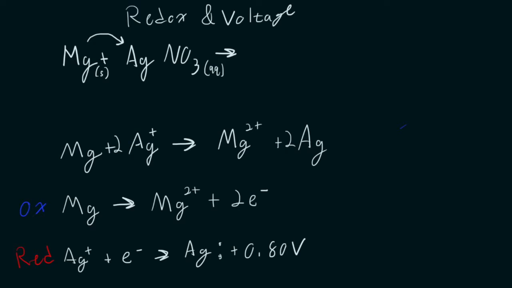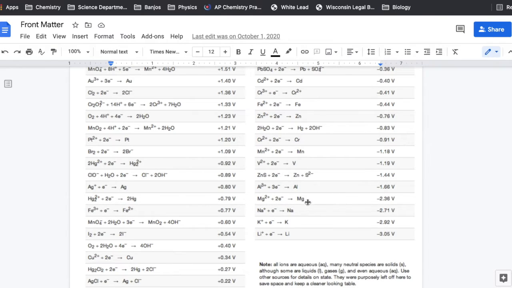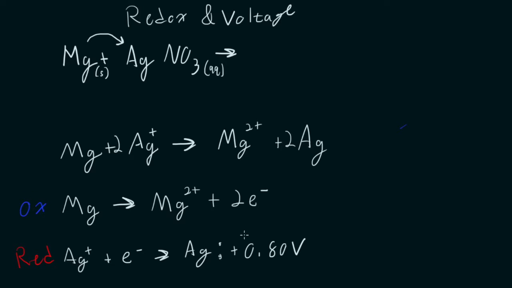And now I just need to find the magnesium. Magnesium is right there, negative 2.36 volts on the reduction side. So when it's oxidized, it's going to be a positive 2.36. So this one's going to be positive 2.36 volts. And so when I add these together, I'm going to get positive 3.16 volts. And since it's a positive voltage, this reaction will proceed.